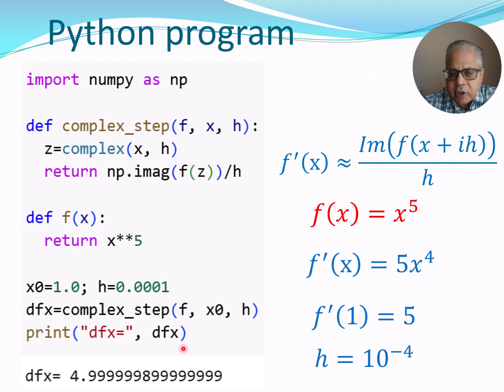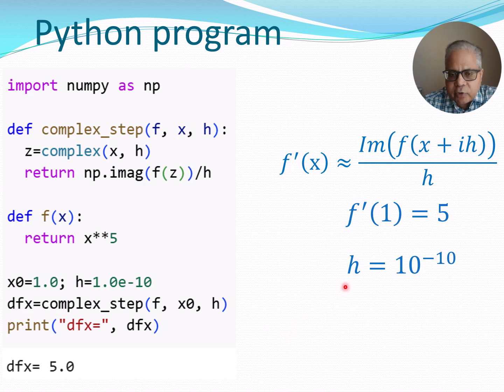That should print out dfx here, and you can see I get this 4.99 all the way, and this is essentially identical to the value which I can get by differentiating. So if I differentiate f of x is x to the power 5, I will get f dash x is 5x to the power 4, and f dash at 1 is 5. So essentially this is good enough for most problems out there.